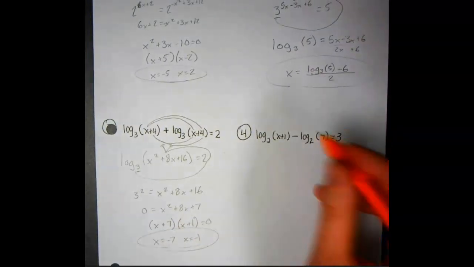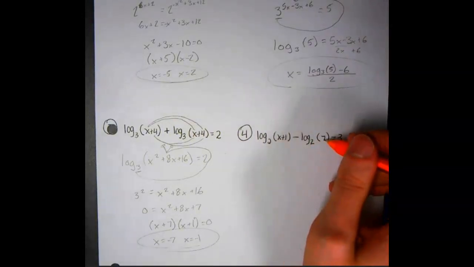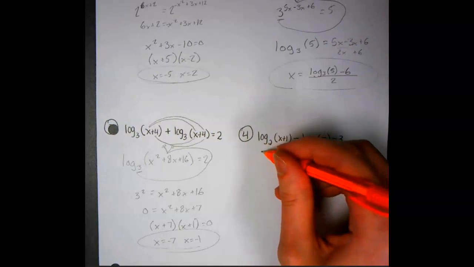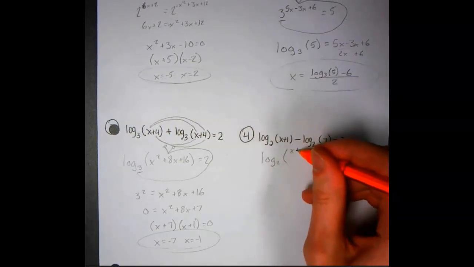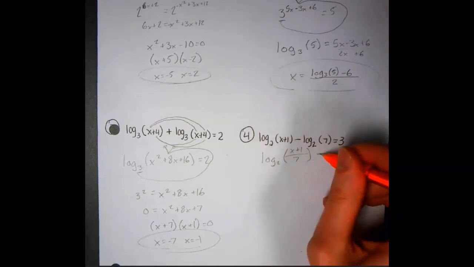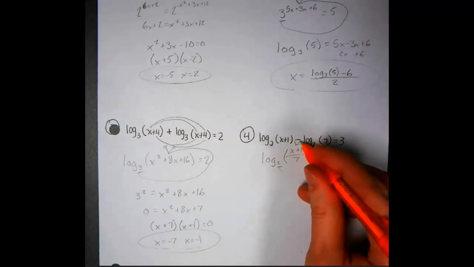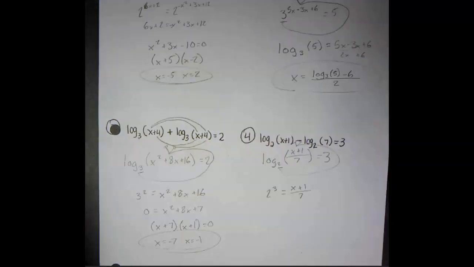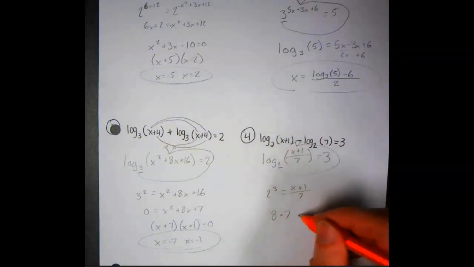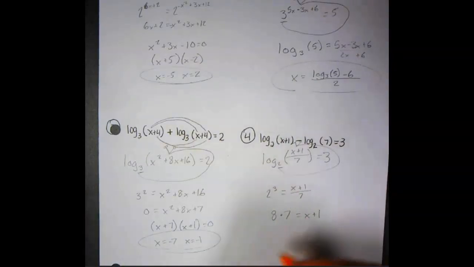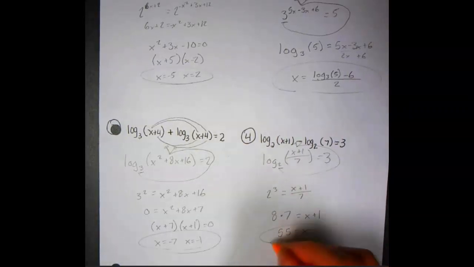For problem 4, you are going to divide the arguments, so the thing in the parentheses. So log base 2 of (x + 1) over 7 equals 3. We'll do our log snail. 2 to the third is 8. We're going to multiply it by 7 to get x plus 1. So 55 is going to equal x.